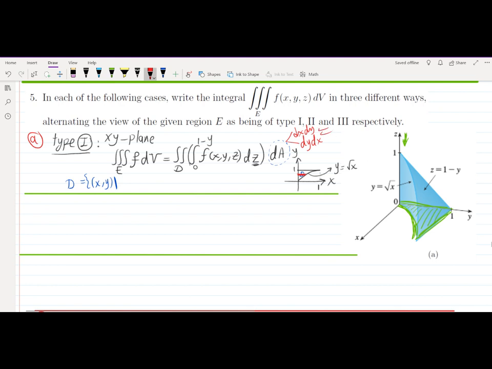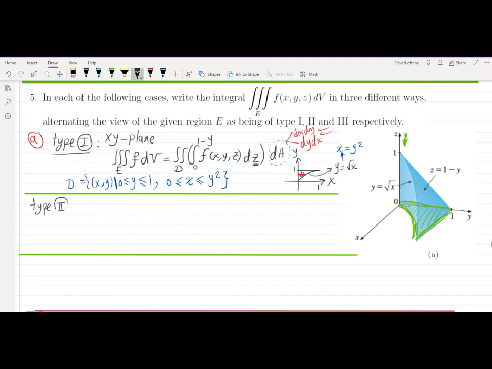So we'll use this, and then the region D can be described that the value of y is from 0 to 1, 0 less than or equal to y less than or equal to 1, and the parameter for x should be variable. So the right side, which is y squared, and the left side, which is 0. And this curve, as you know, can be written as x equals y squared.